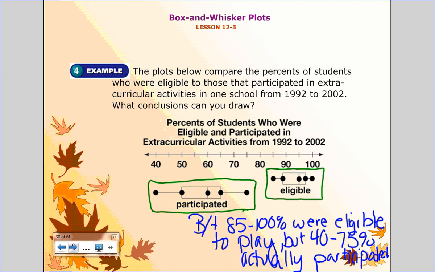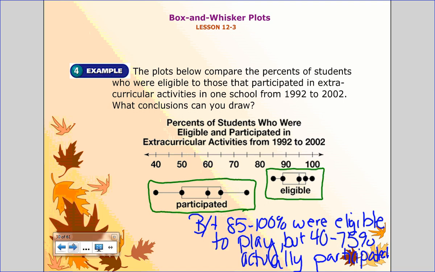All right, another thing you may have said was something about the median. The median percent eligible to play was 95%, while the median percentage that played was only 60%. So there was a 35% difference. The maximum of the participants was 75, while about 100% were actually eligible. And so the lower quartile was at 50, while the lower quartile of the eligible was at about 89 or 88. So you can see how you can just make general statements.